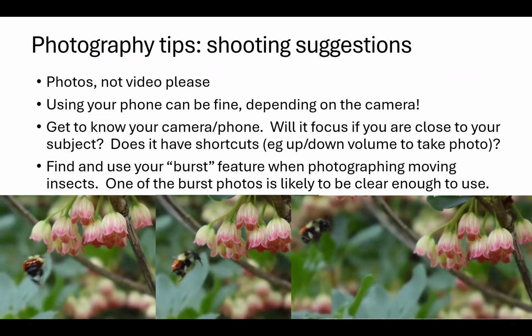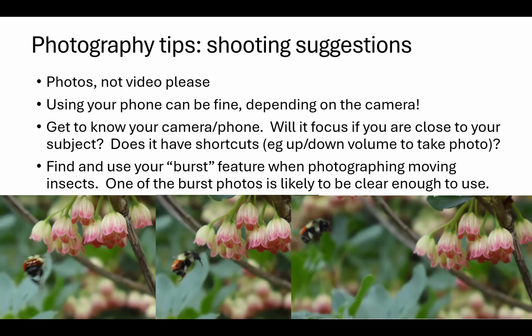Does your phone have shortcuts? I've set my phone so that I can use the volume to take a photo. I don't have to touch the button that's on the phone's screen. So look into that for your phone. You can just Google that. And find and use your burst feature. Because the insects are moving and sometimes quite quickly, one of the best things you can do is take lots of photos. One of the burst photos is likely to be clear enough to use, or if not, you have multiple photos of the same specimen, and the combination of them is likely to be good enough.